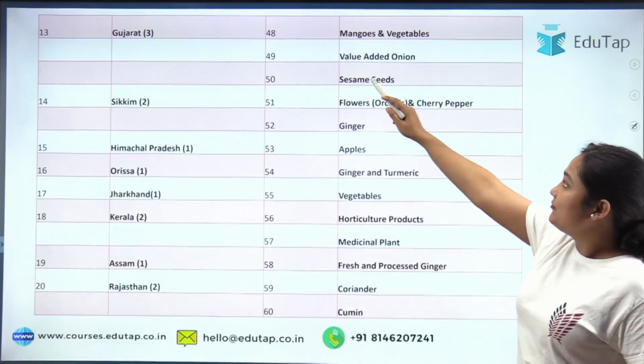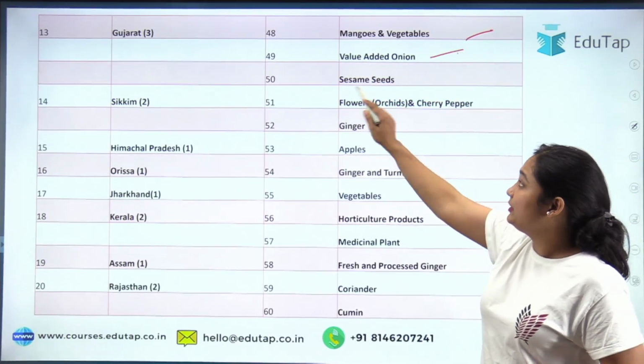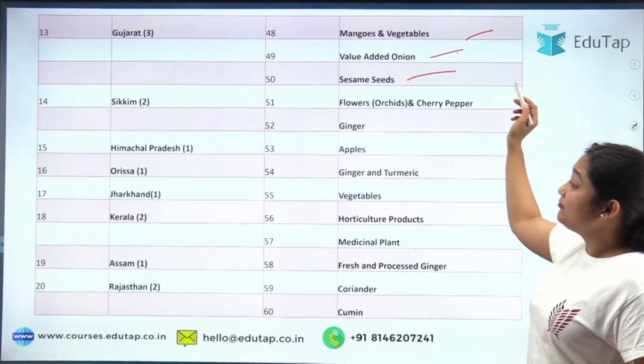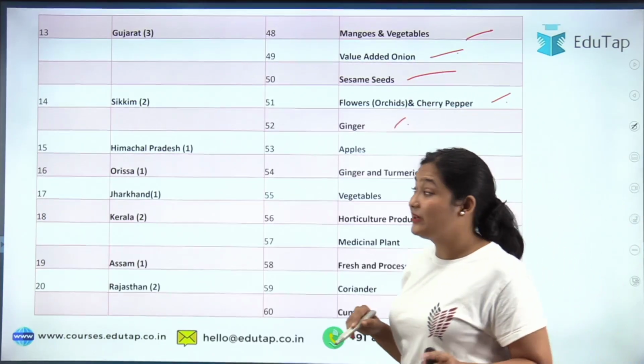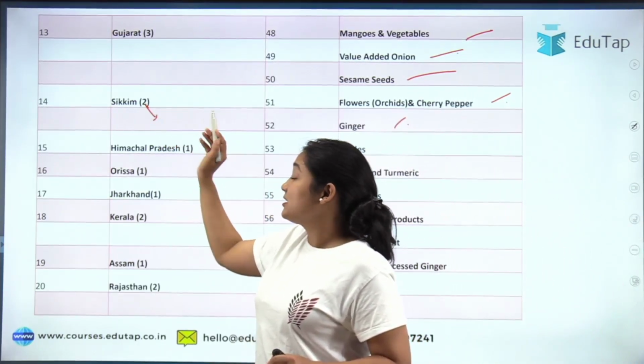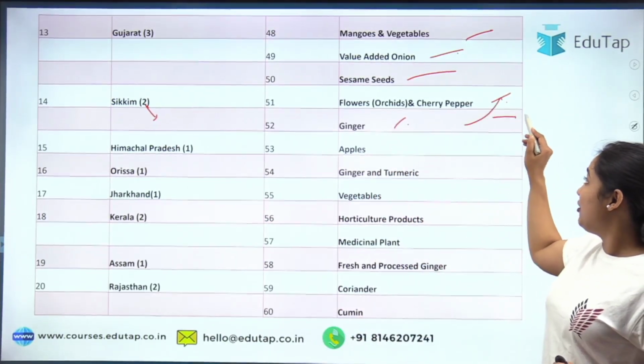Okay, Gujarat, mangoes and vegetables are there. For value added onion are there. Sesame seeds are there. And for Sikkim there are flower orchid, cherry pepper and ginger. And I think everybody remembers Sikkim is the first completely organic state of India. Okay, so now even these will be organic.